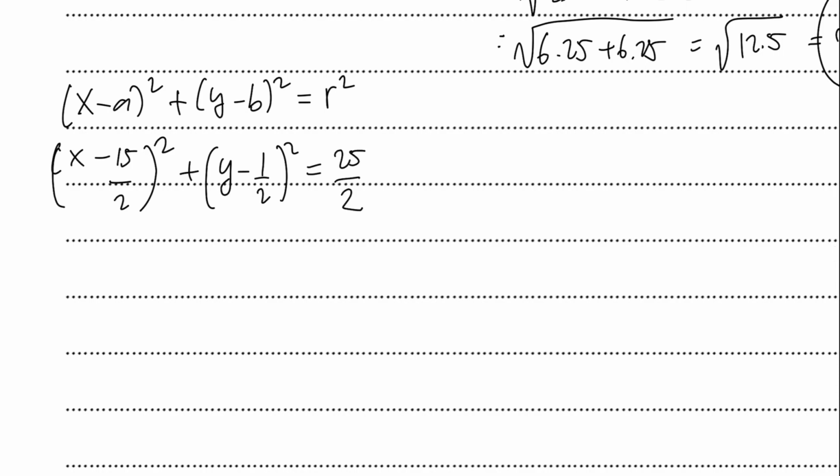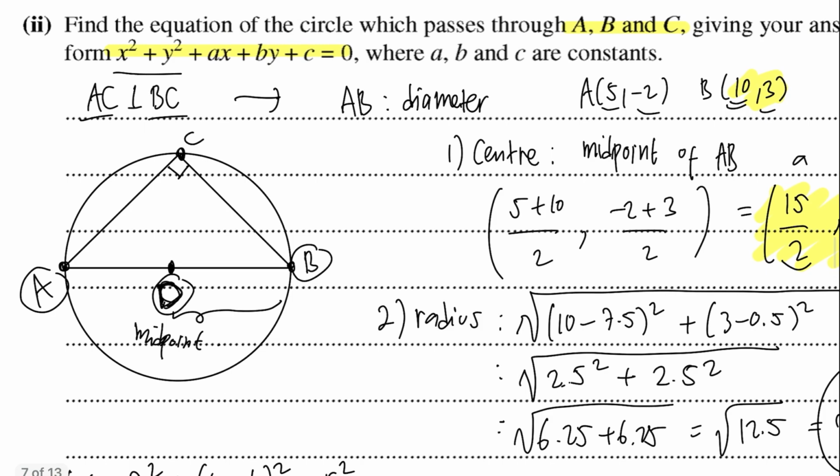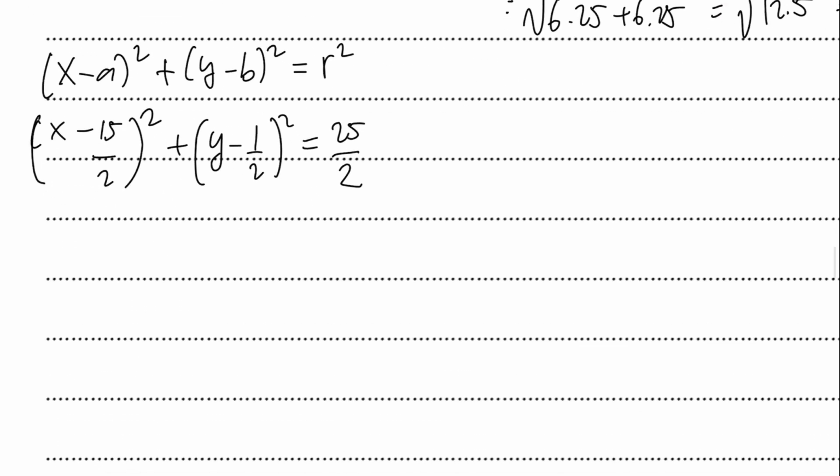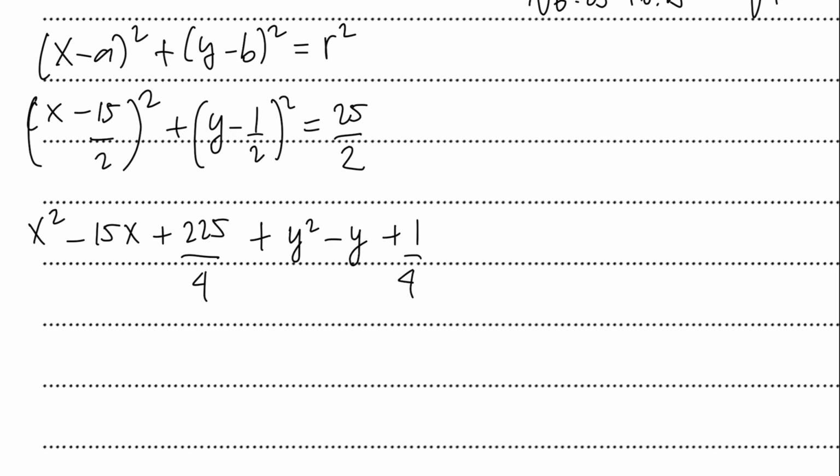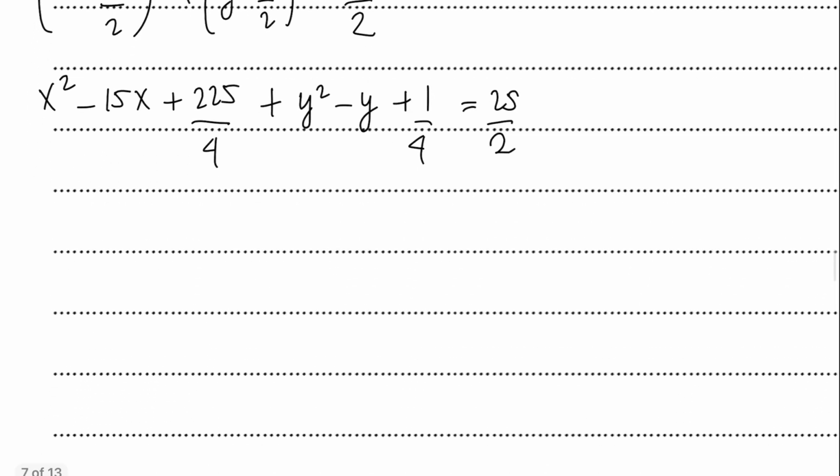Okay, now because we want to make it into this form, we can expand: x^2 - 15x + 225/4, and then plus y^2 - y + 1/4 equals 25/2. And then we're almost done.